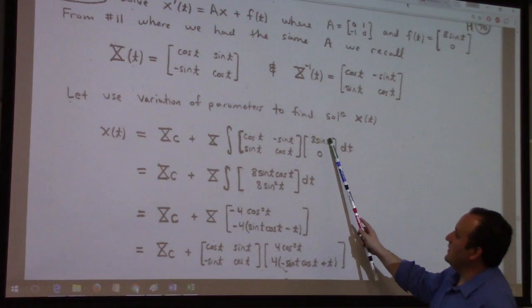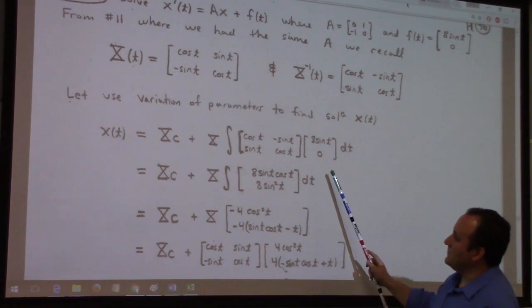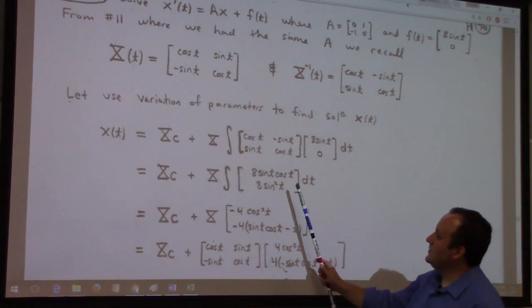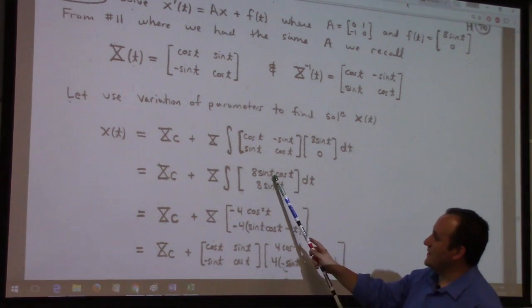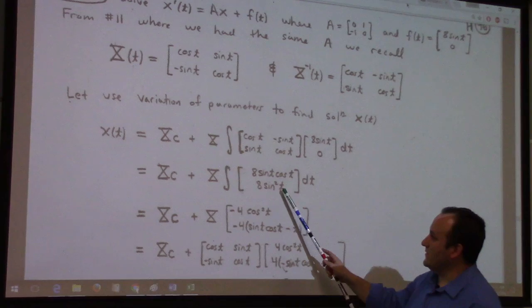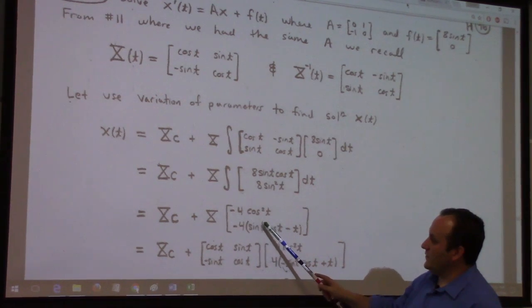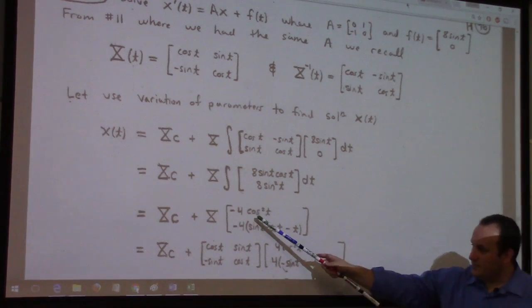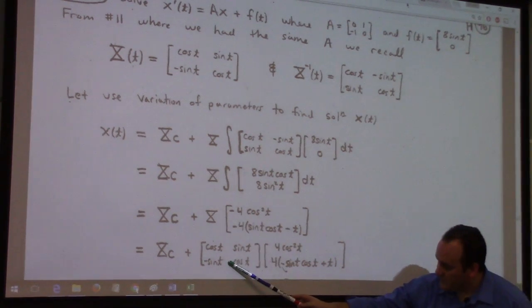But now instead of integrating 1, 0, I integrate 8 sine t, 0. And that integrates to, well, when you multiply it, you get 8 sine cosine, 8 sine squared. So integrating that gives me minus 4 cosine squared. Integrating that gives me minus 4 sine t cosine t minus t. And then I still have to multiply this after I integrate by the fundamental solution matrix.